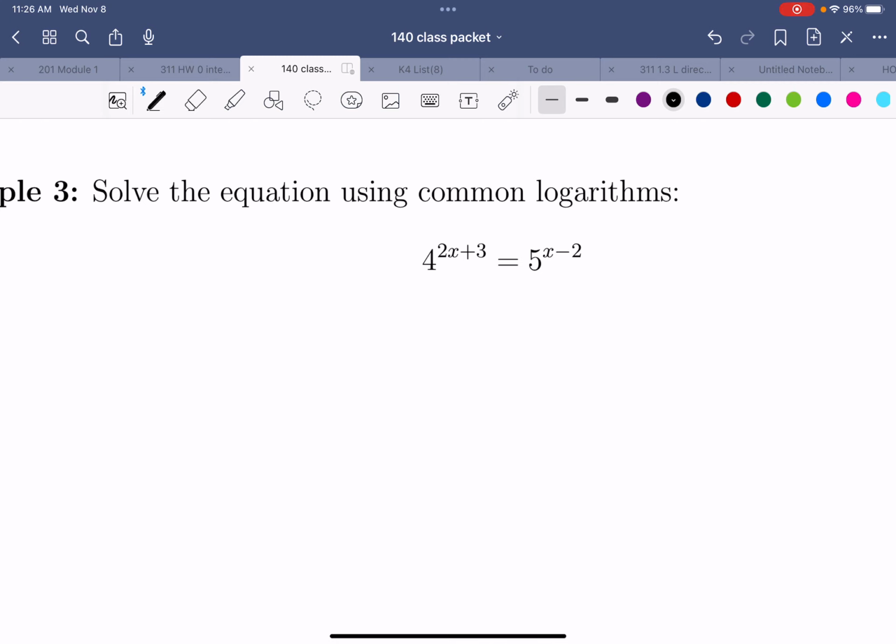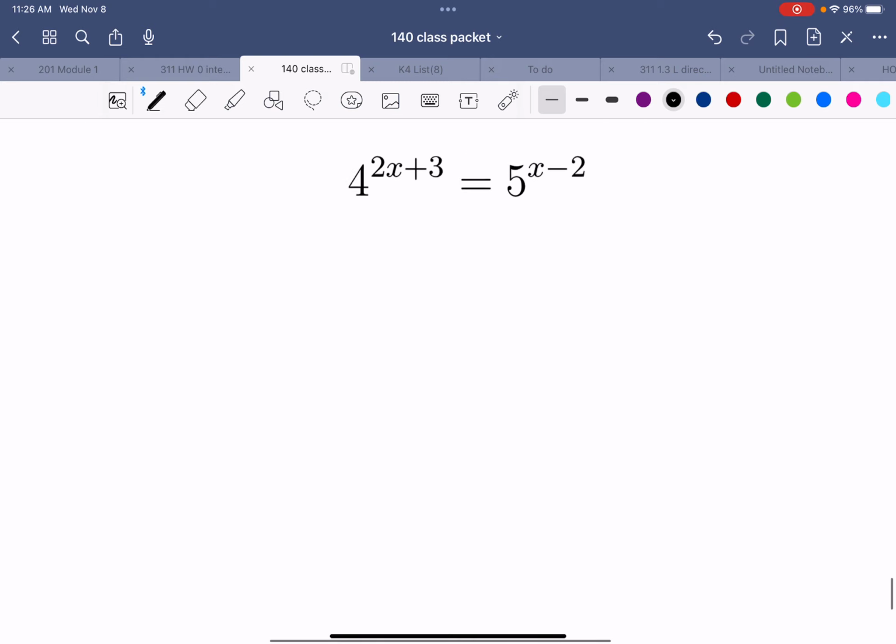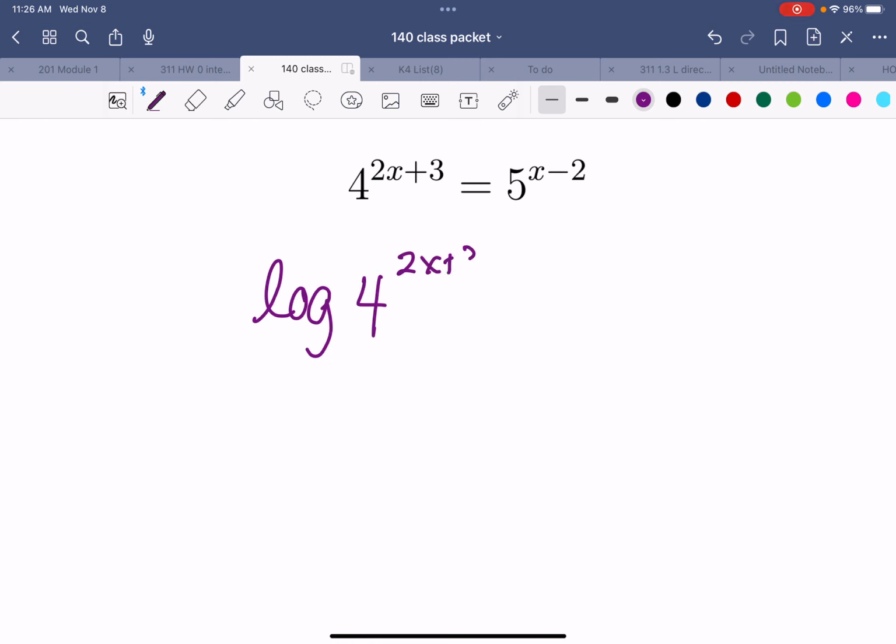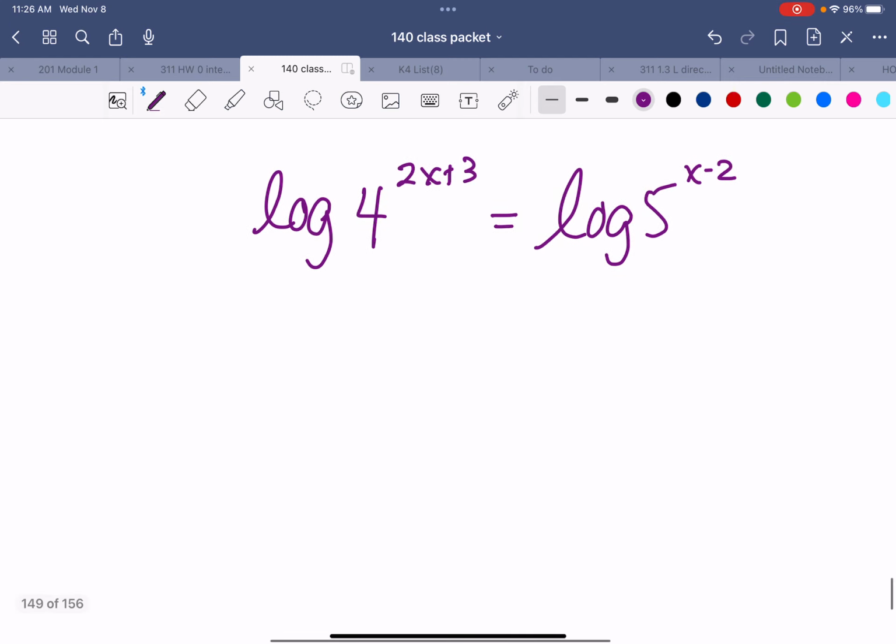All right, here we go. This one's a little bit more involved, so let's see what we can do here. So we have, again, an exponential function. They want us to use common logs to solve it. So the first thing we're going to do is take the log of both sides. So I have the log of 4 to the 2x plus 3 and log of 5 to the x minus 2. Okay, these are both log base 10s, right?